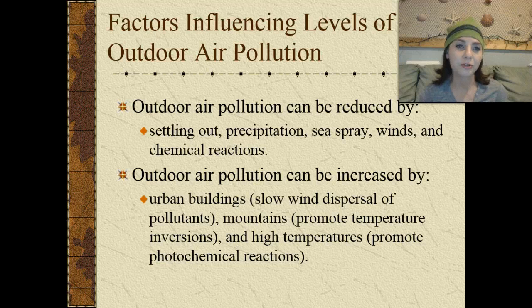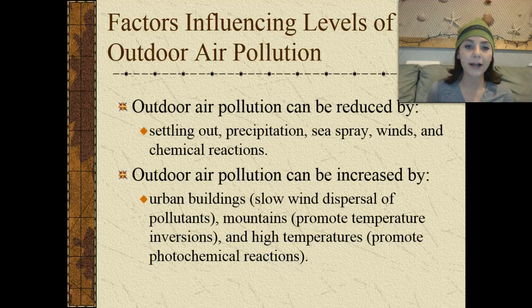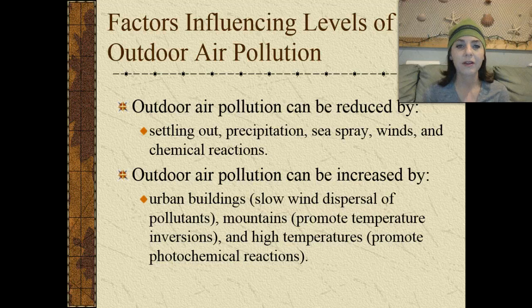So outdoor air pollution and factors that influence it. First of all, how can we reduce outdoor air pollution? Well, outdoor air pollution is reduced naturally by settling out, precipitation, sea spray, winds, as well as chemical reactions. Outdoor air pollution is increased by urban buildings. So basically really, really tall buildings slow wind dispersal of pollutants. They act kind of like mountains, and mountains can promote temperature inversions, and high temperatures promote photochemical smog.